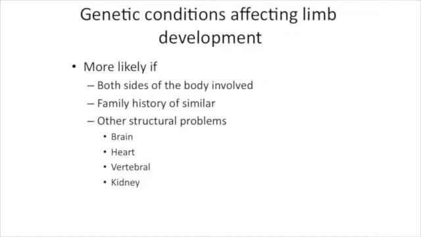So a genetic condition is more likely if both sides of the body are involved. Just as a ballpark, it's not always true. Obviously, if there's a family history of similar, that makes us suspicious. And then if there are other structural malformations, including particularly the heart, as I mentioned.